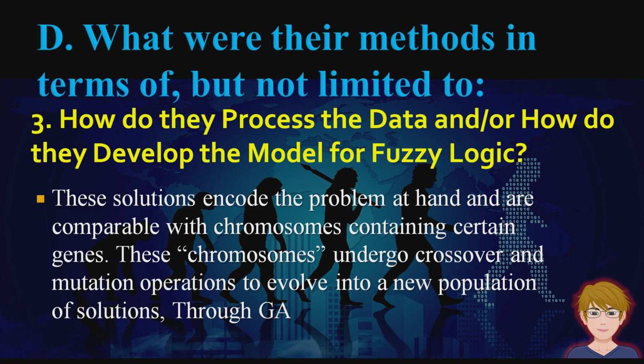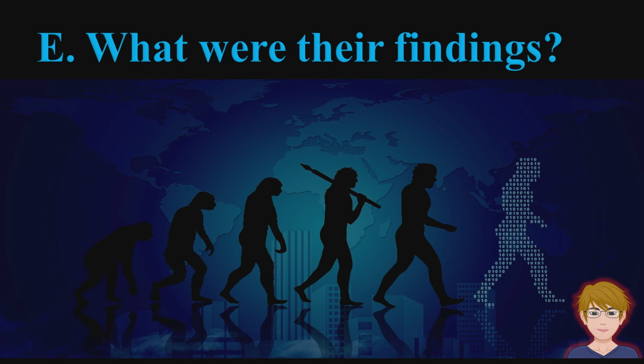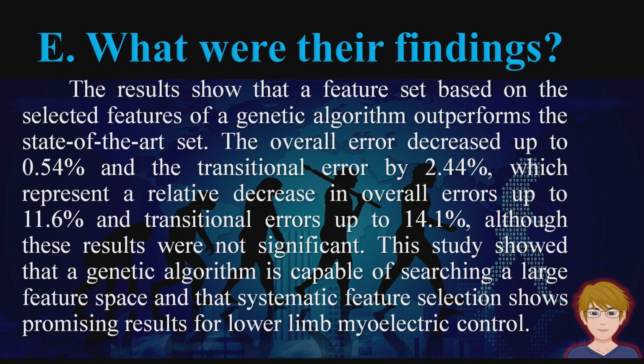Letter E, what were their findings? The results showed that the feature set based on the features selected by the genetic algorithm outperforms the state-of-the-art set. The overall error decreased by up to 0.54% and the transitional error by 2.44%, which represents a relative decrease in overall errors of up to 11.6% and transitional errors of up to 14.1%. Although these results were not significant, the study showed that the genetic algorithm is capable of searching a large feature space, and that systematic feature selection shows promising results for lower limb myoelectric control. So those are their findings in this paper.